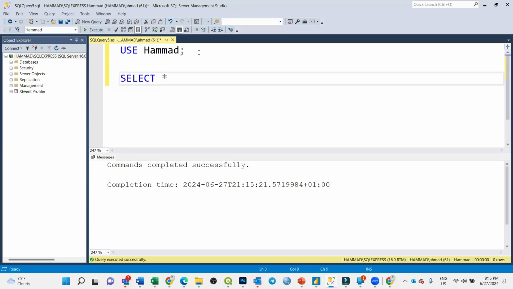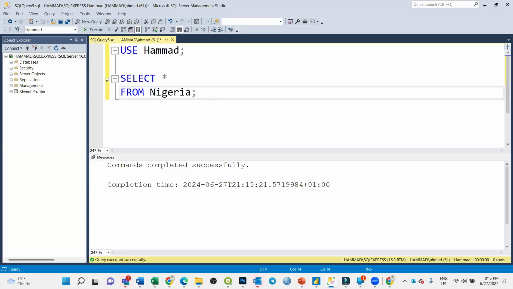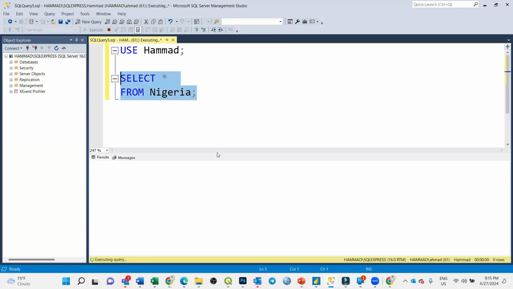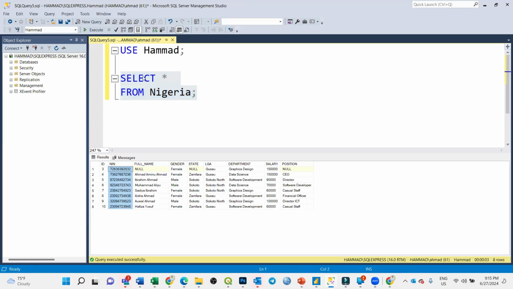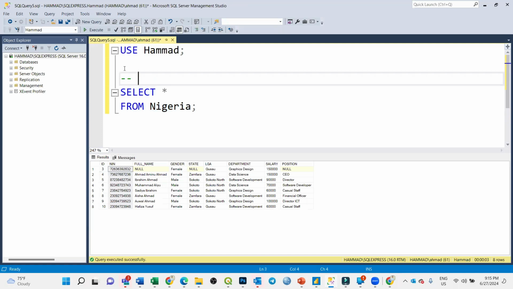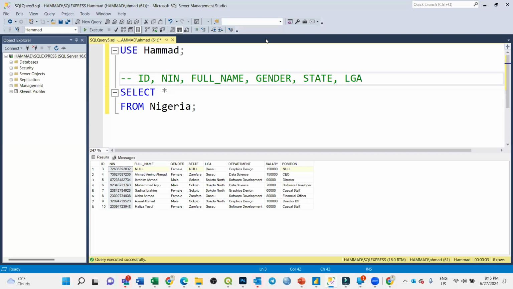So now I have a table. Select all from Nigeria. That's the number one table that we have. So understand this table, the first one that we have, please understand it. Like I told you, we have ID, NIN. Let me write all the columns: ID, NIN, full name, gender, state, LGA, department, salary, position.